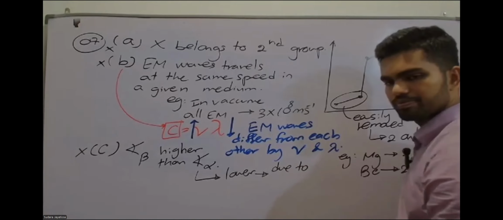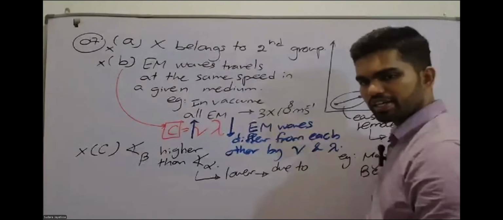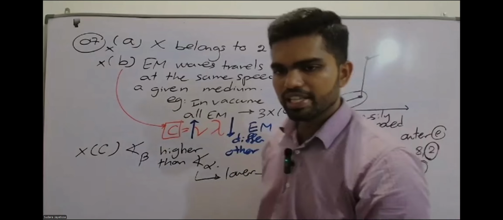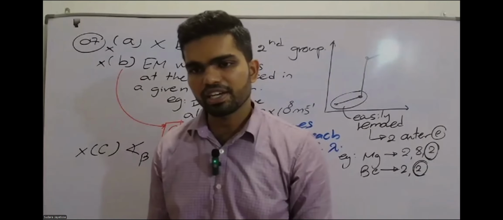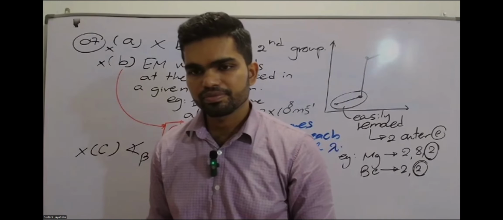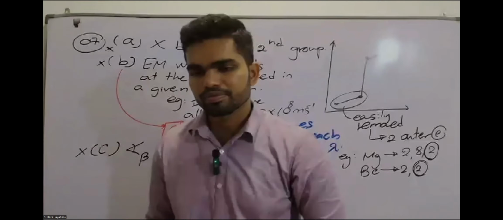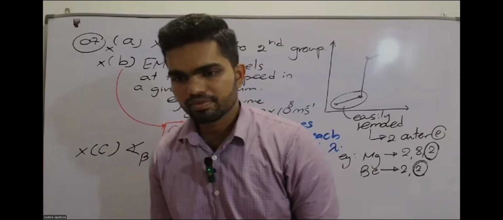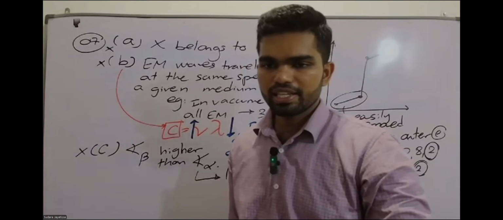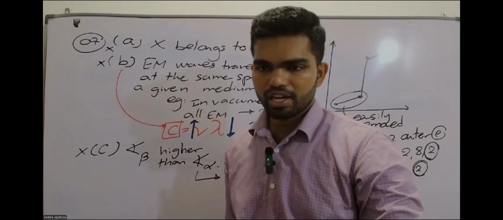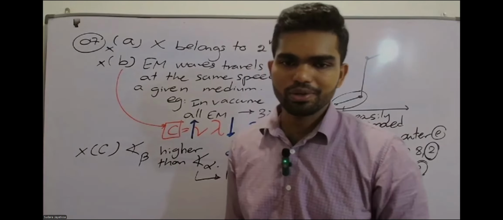Alpha is bigger than beta. Okay, alpha has a higher mass. Very good. So alpha is very heavy. Therefore, the angle of deflection is low.